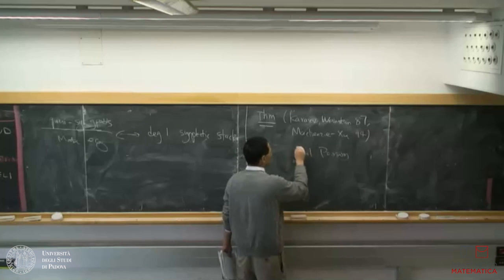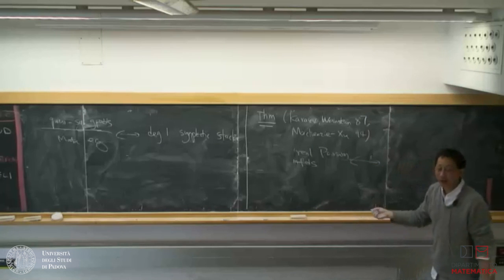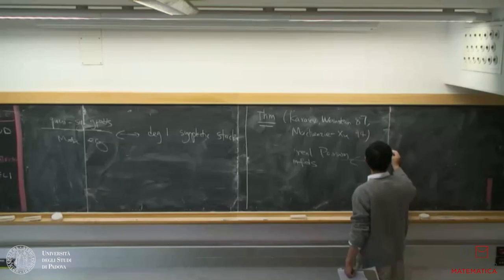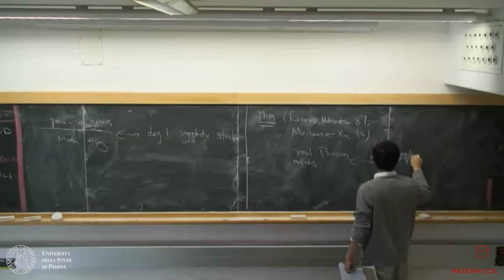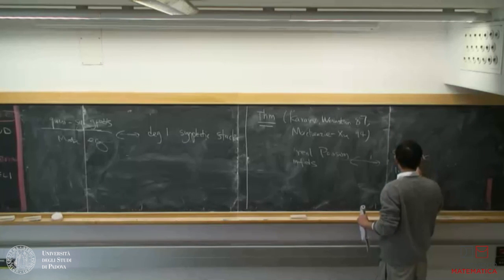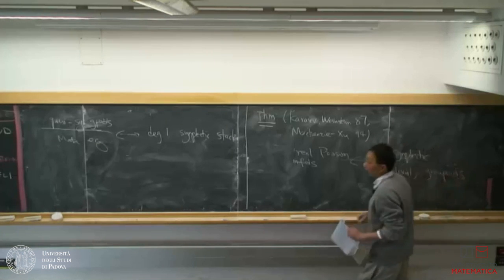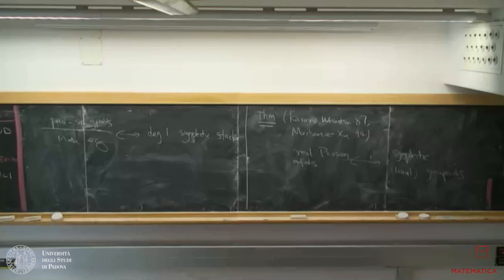Essentially, the theorem is very, very simple to say, just for real Poisson manifolds. Given any real Poisson manifold, you can get a bijection to a symplectic local groupoid. Local means the groupoid may not be complete, but you don't care. In other words, given a real Poisson manifold, you get a local symplectic groupoid, therefore you have a symplectic realization, and vice versa. So that's the theorem.